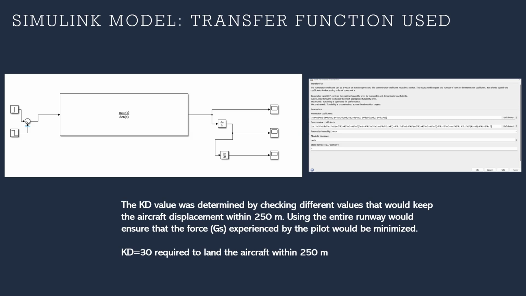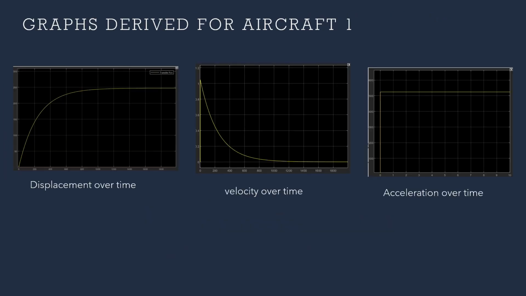After tuning and trial and error, I was able to determine the value of 30 that would keep the displacement to a minimum, or 250 meters. In order to minimize the acceleration experienced by the pilot, the entire runway had to be used. Here are the graphs outputted by Simulink. On the first one, we see the displacement over time. As we can see, it shoots very fast to 250, but it stays under that 250, which is what we were required to do.